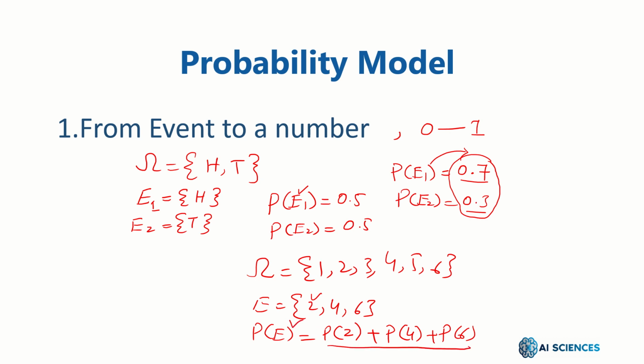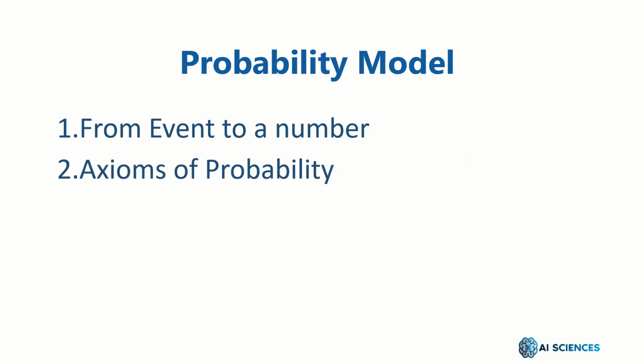So if an event has more and more outcomes, it is more likely to occur, because one of its outcomes becomes more probable to appear as a result of the experiment. Next, we talk about some axioms of probability.